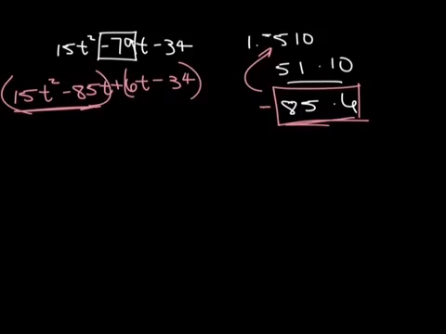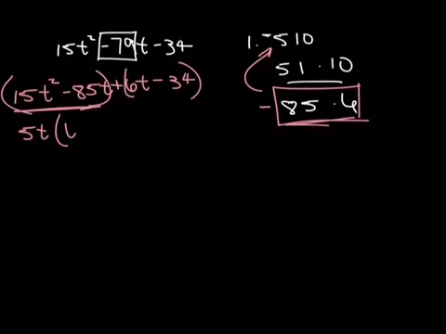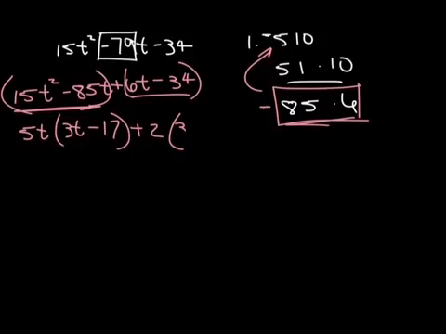Okay, what goes in there? 5 and a t. And what's left? What's left is a 3t minus 17. Plus, what pulls out of there? Pull a 2 out, left with a 3t minus 17. These are the same, so that means I'm good.